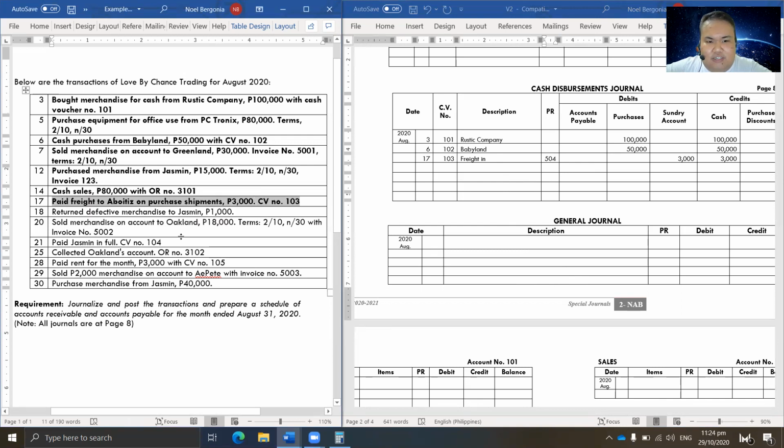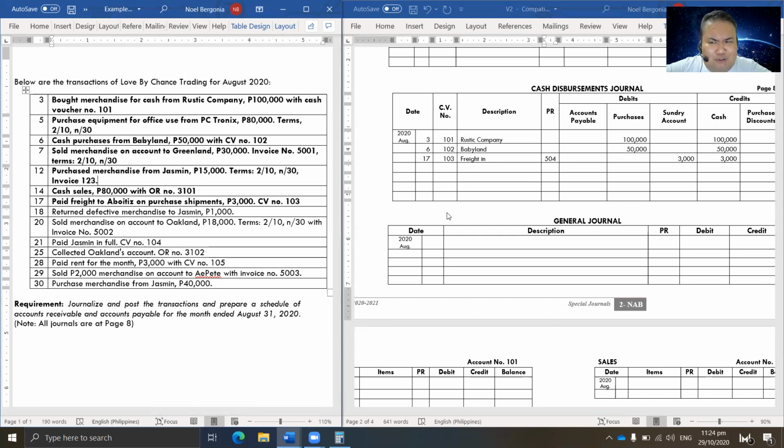Okay, the next transaction would be on the 18th, no? There was a return of defective merchandise to Jasmine. Okay? Ano ba yung entry ng returned merchandise na yan? Hindi ba debit? Si Jasmine, di ba inutangan natin kanina yon? So debit accounts payable and credit purchase returns and allowances.